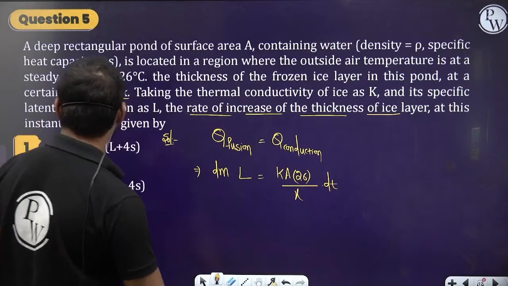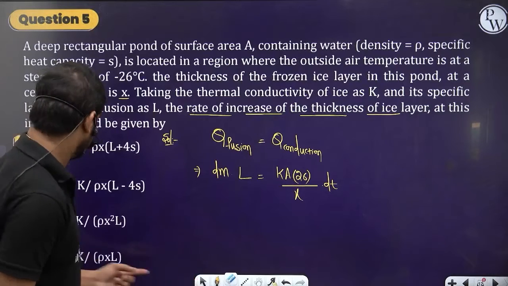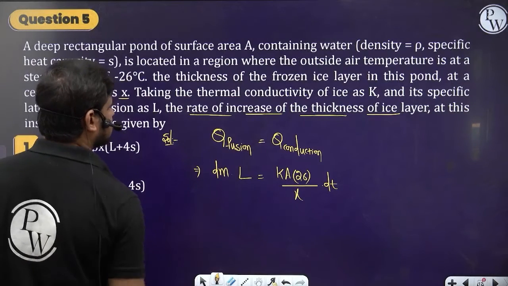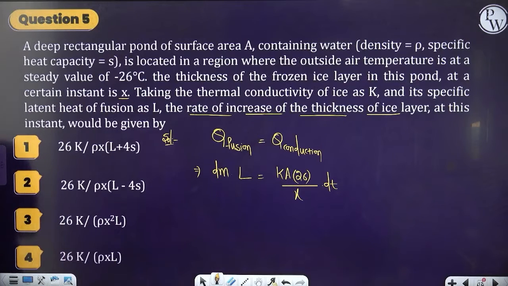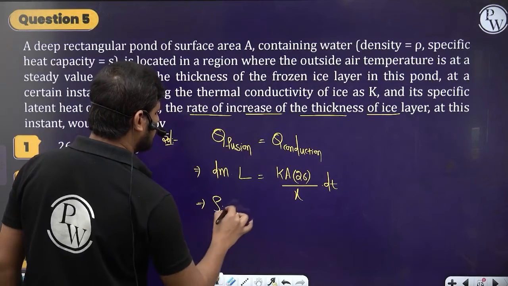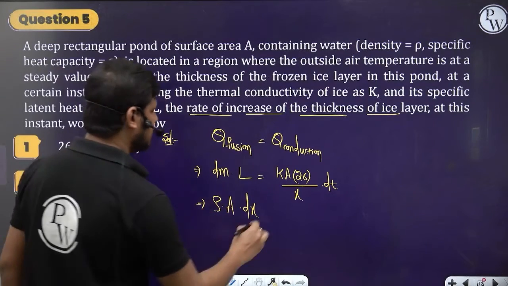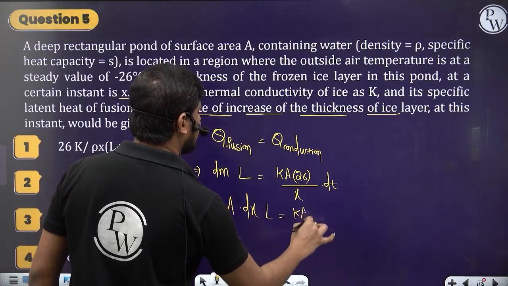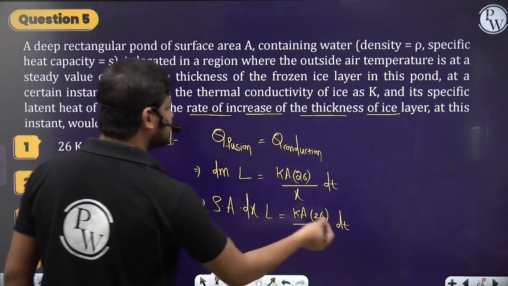So hope you guys can solve it easily now. I can see there are options, you can solve it easily. Get the final answer. Convert it to density and area. Let's say its area is A. Just now we did the procedure. So rho into A into the small width dx into L is equal to K A into 26 by x into dt. They are asking what is dx by dt.